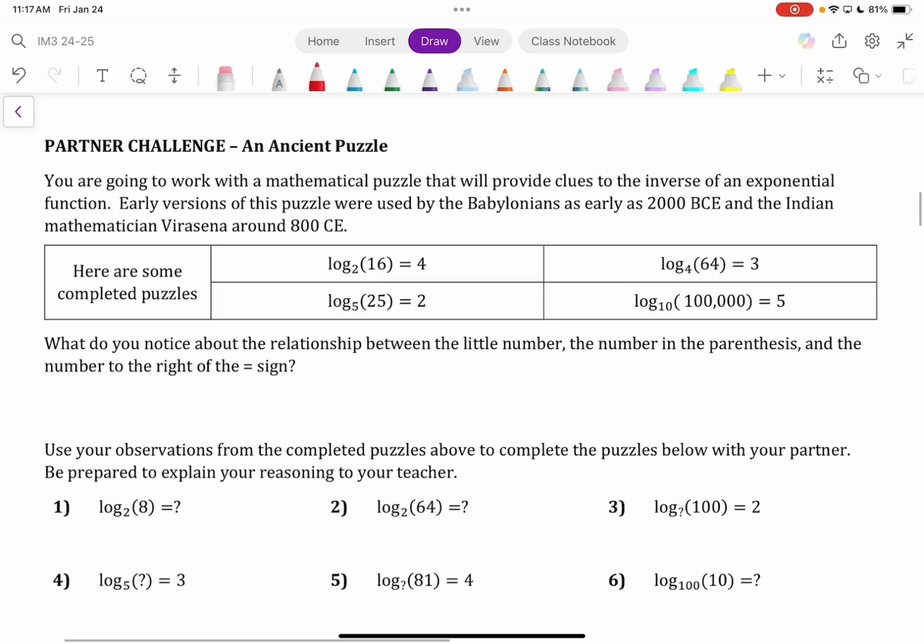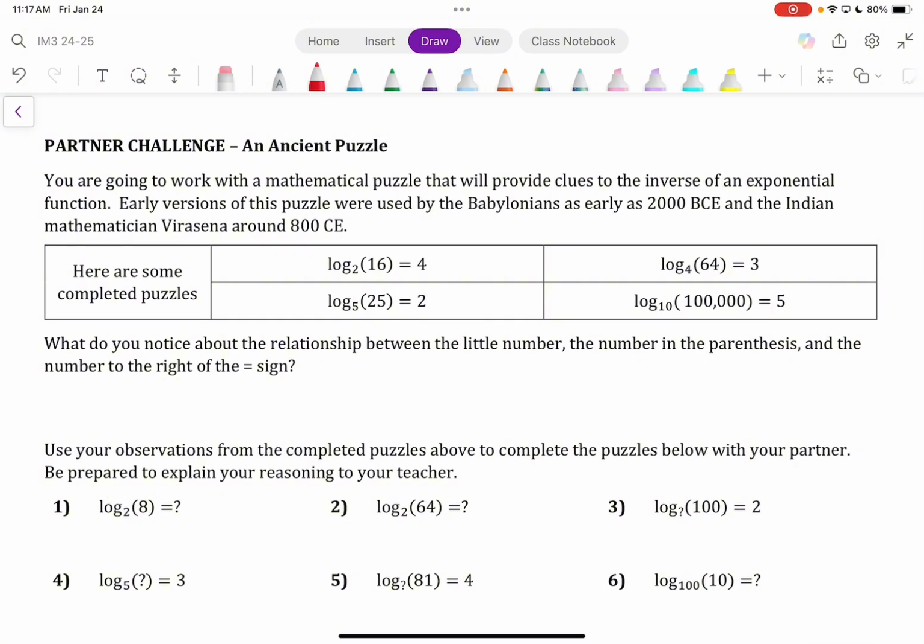Partner challenge. Before I even tell you what this partner challenge is about, I'm going to give you 5 seconds to determine who will be your partner for this activity. You have 5 seconds. Ready? 5, 4, 3, 2, 1. Do you have your partners? Give me a thumbs up if you have your partners.